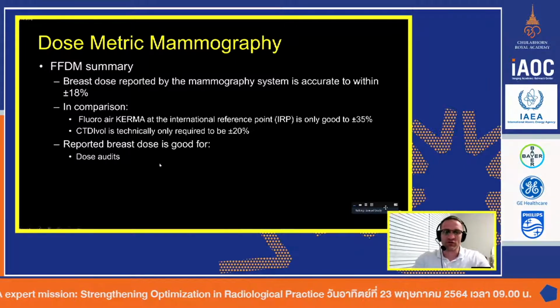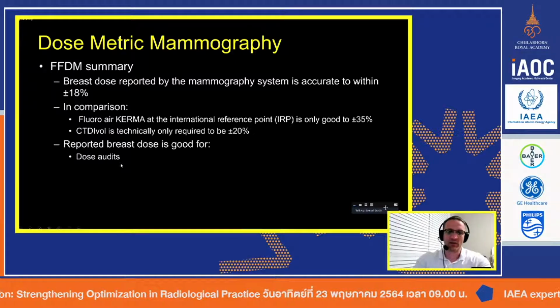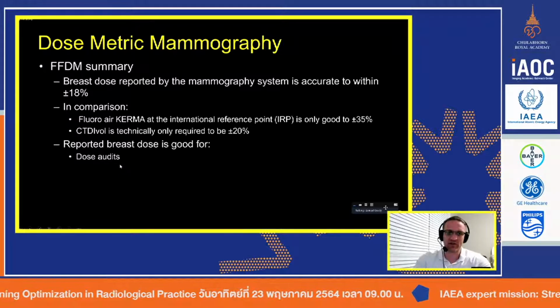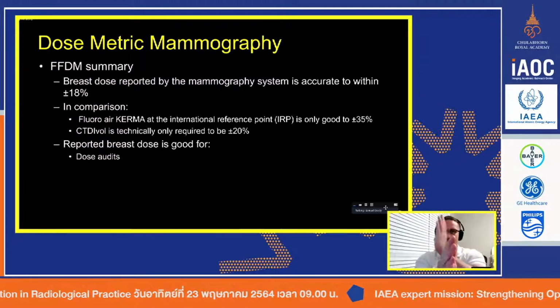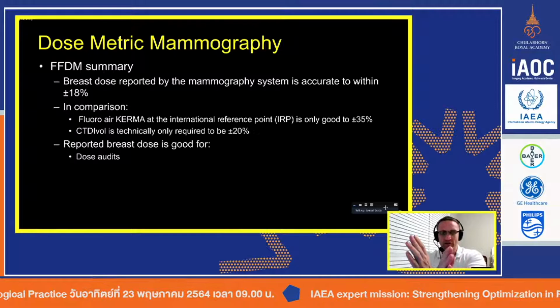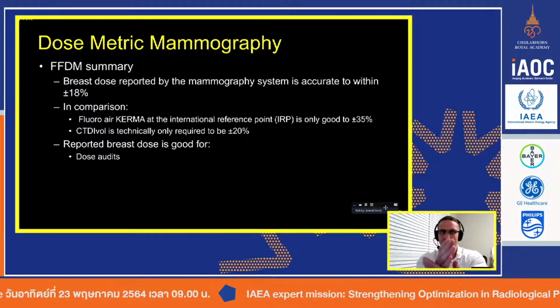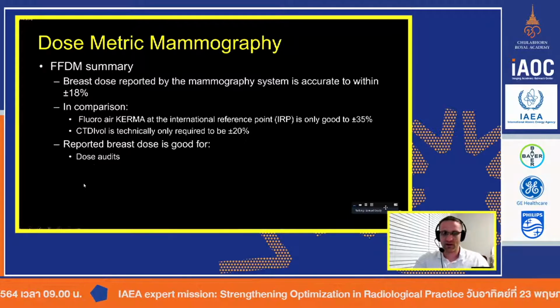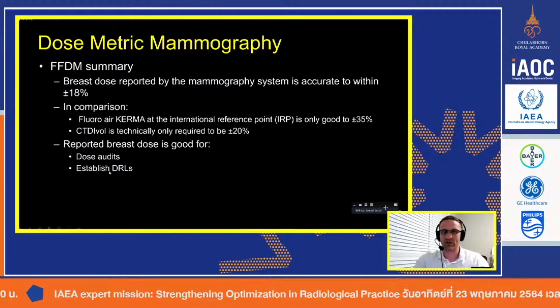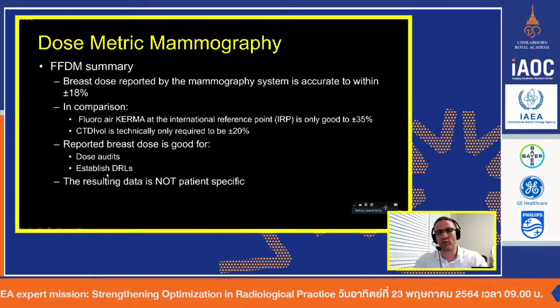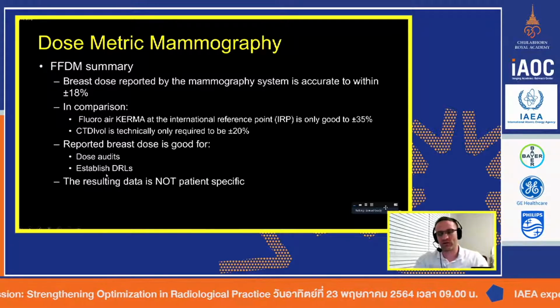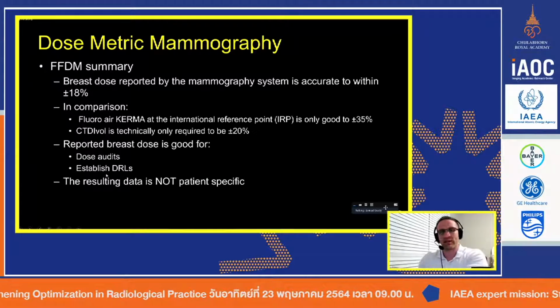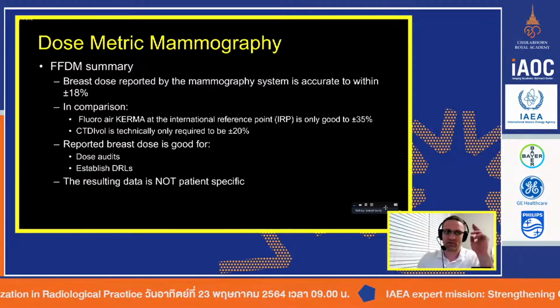How do we use these values? Well, you have to understand, because there is some inherent variation when you compare one machine to the next machine to the next machine, that obviously machine to machine comparison should be pretty accurate. So we can use these as dose audits, and then we can use them to establish diagnostic reference levels, of course, which is what we're working on. And so we'll talk about diagnostic reference levels at the end of my second talk, but just put that in the back of your mind.